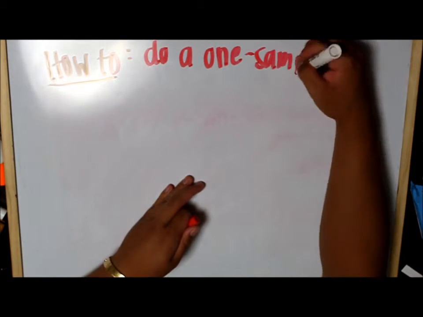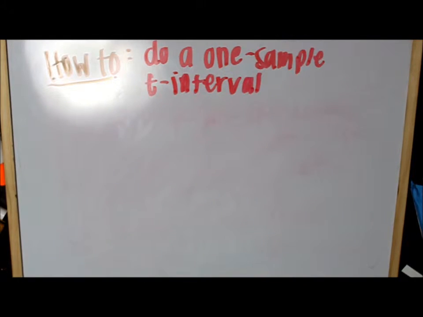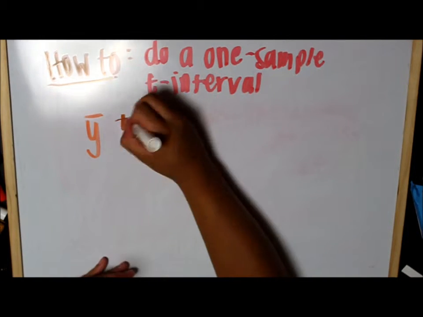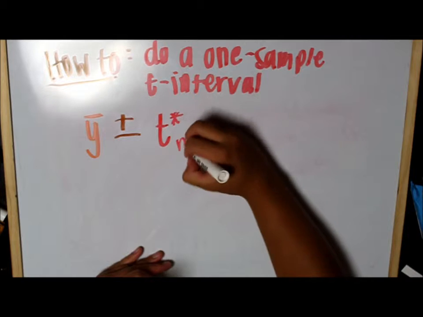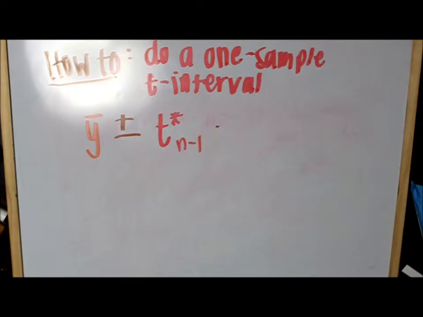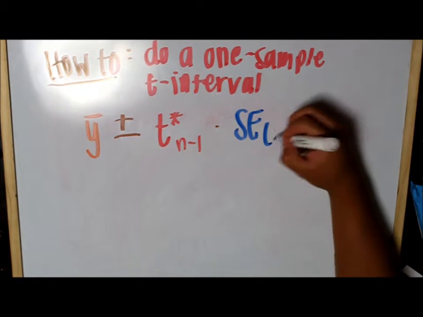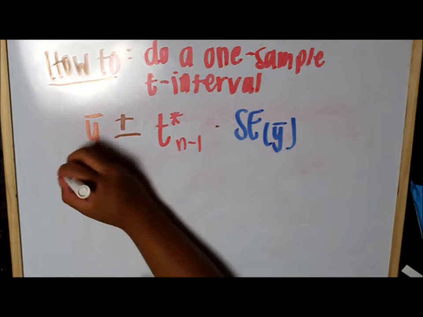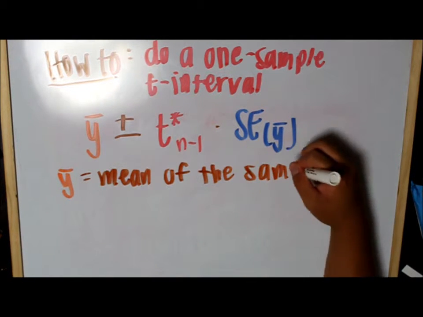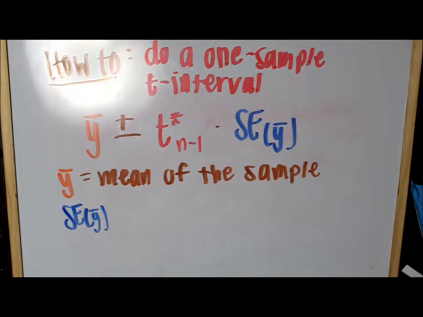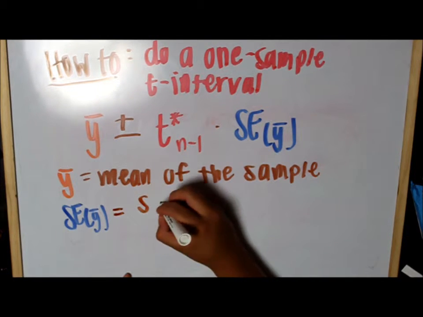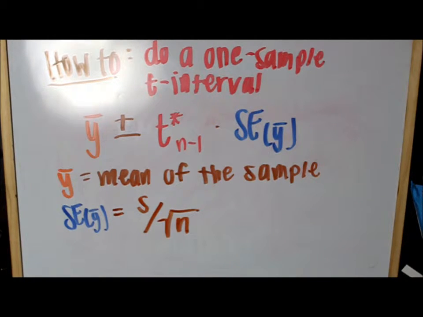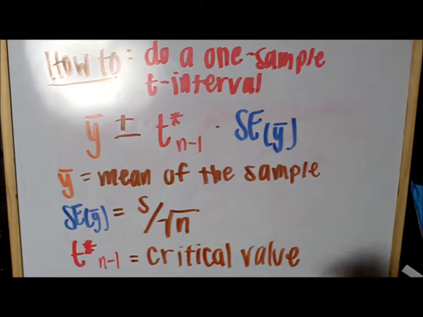Now I'm going to talk about how exactly to do a one sample t interval. The equation for a one sample t interval is y bar plus or minus t star times the standard error of y bar. Y bar is the mean of the sample. The standard error of y bar is the standard deviation of the sample over the square root of the sample size, and t star sub n minus 1 is the critical value.